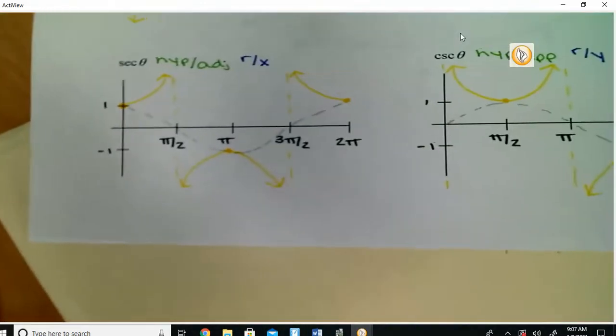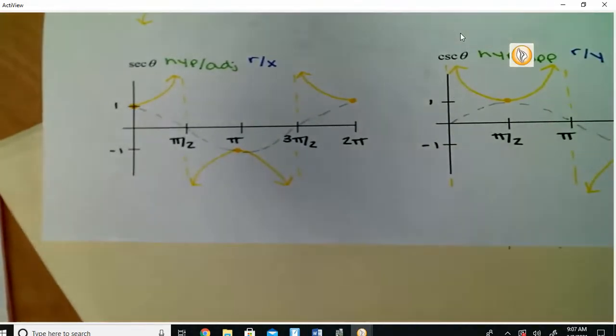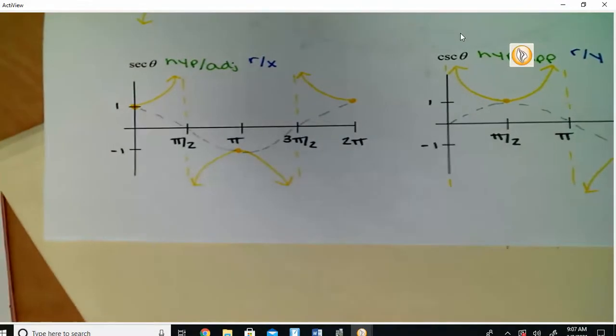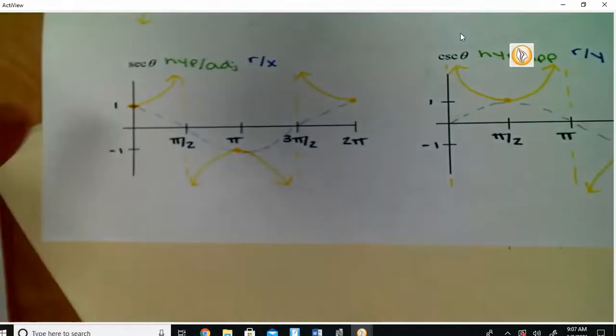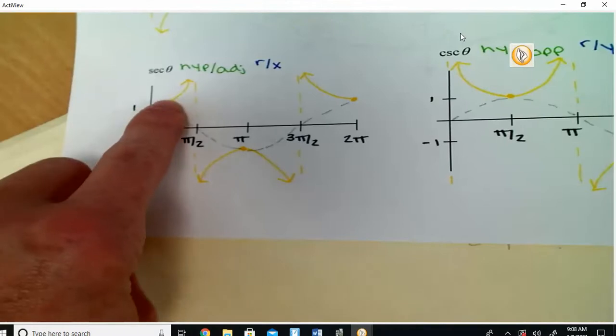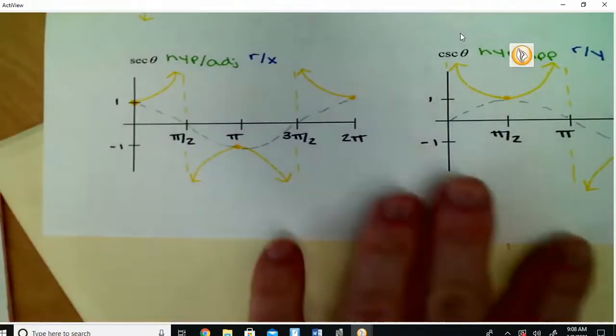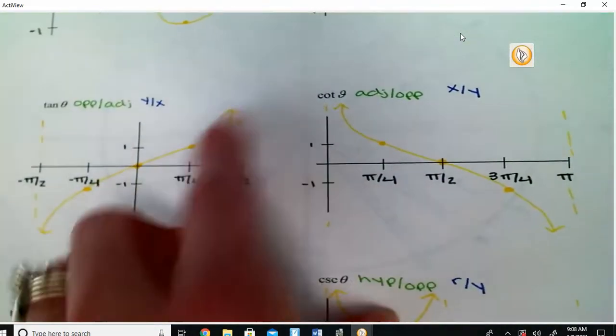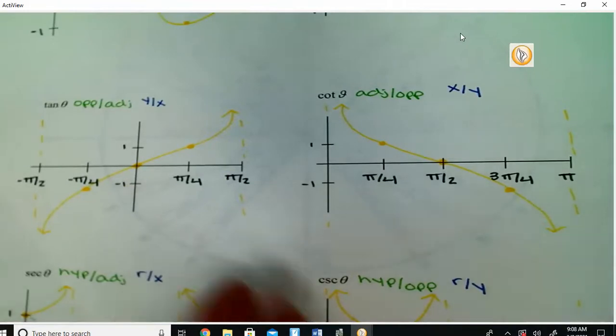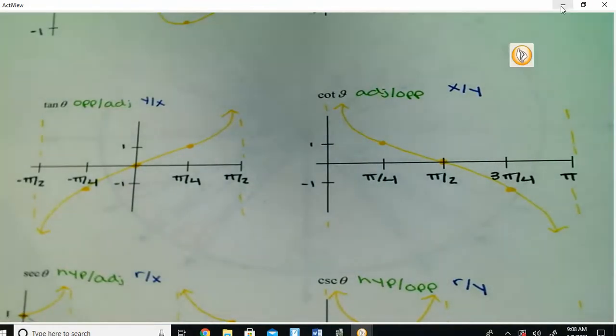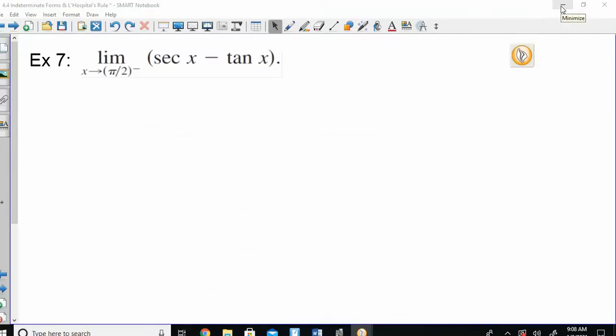So when I look at secant, we are approaching pi over 2 from the left. So you're coming in from this direction. Where is your graph going? Infinity. Okay, then we had tangent. On tangent, as you approach pi over 2 from the left, where's that one going? Infinity. So this is currently of the form infinity minus infinity.